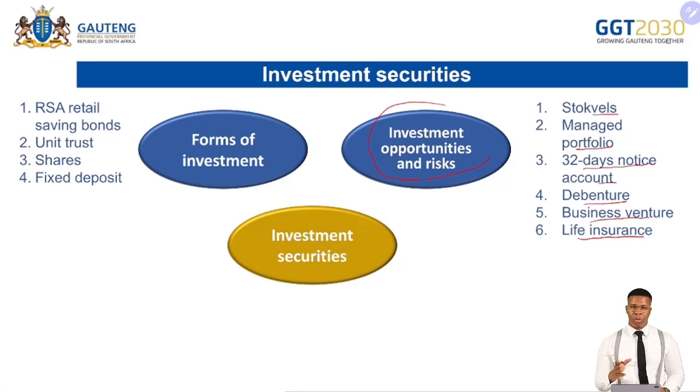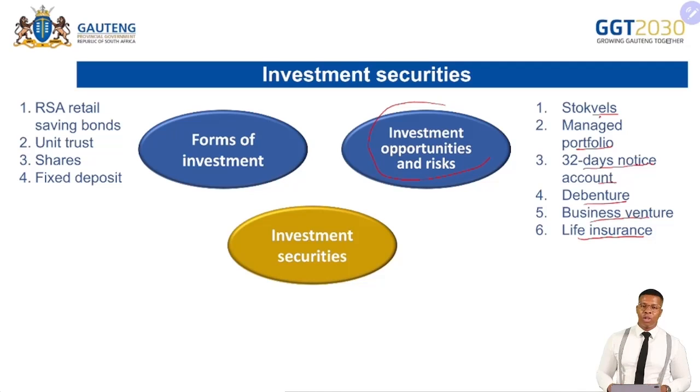What is key to note here is that these can be assessed in your multiple choice. These can be assessed in your section B as well. In your section B, you might be required to explain the meaning of the investment opportunity and also explain the risk associated with that investment opportunity. Or you can be required to simply do what? You can simply be asked to identify the investment opportunity.